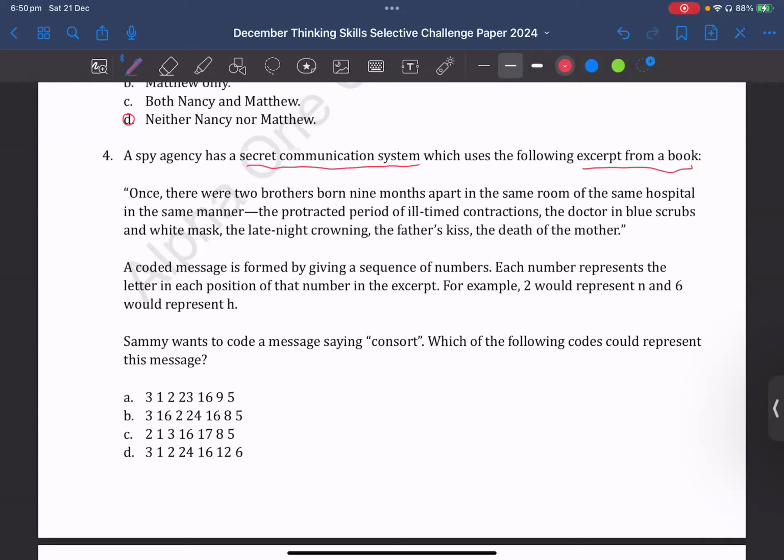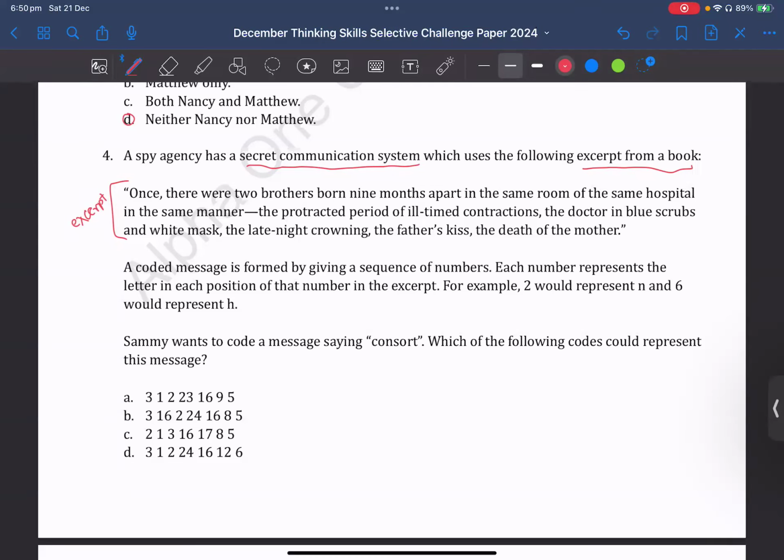So because this is thinking skills and it's a spy or coded question, I just need to understand that this is an excerpt and I don't actually need to understand the words here. It's just, okay, we're going to make a code of this. That's all you need to know. So, a coded message is, so this is like an excerpt. That's all you really need to know for this.